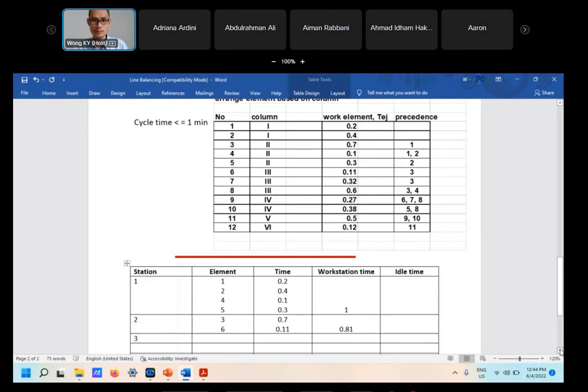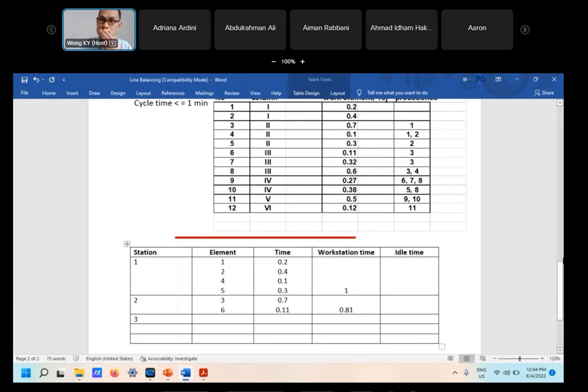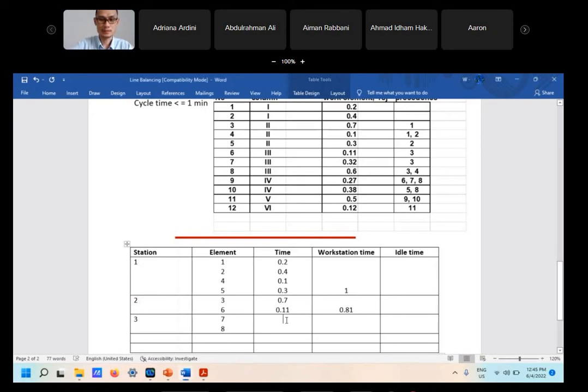Workstation 3. Which element should be assigned to workstation 3? Okay, Abdurrahman Ali says 7, 8. Muhammad Daniel says 7, 8. Okay, correct. 7, 8. Seven is 0.32, eight is 0.6, so we get 0.92. Okay, I don't have to show you again step by step, one by one, go down and go up and then remove it, cancel it. I already showed you once, so I hope you understand.